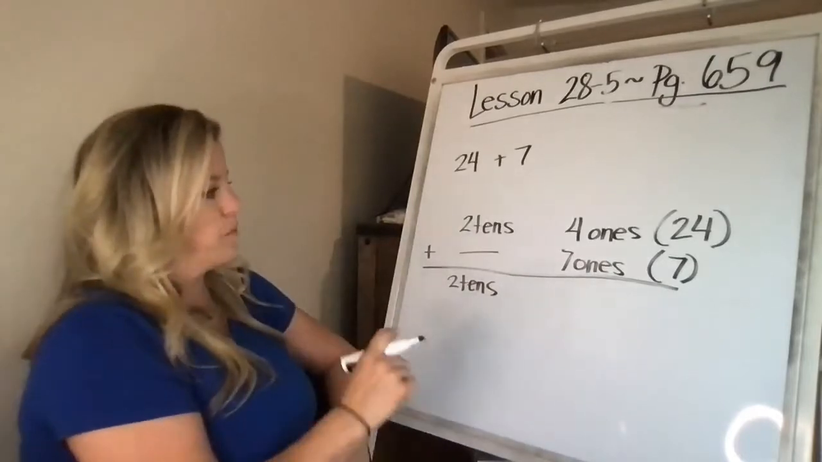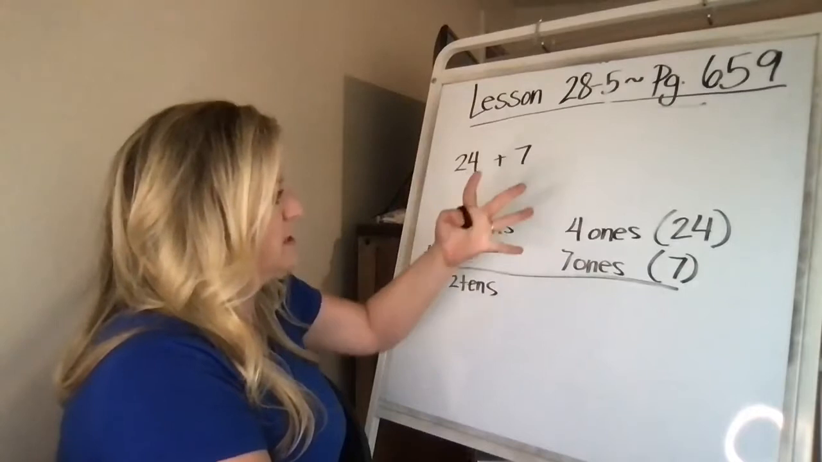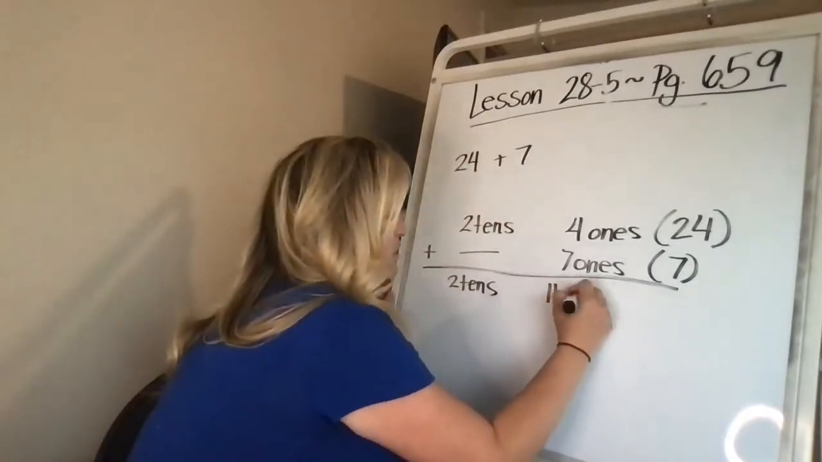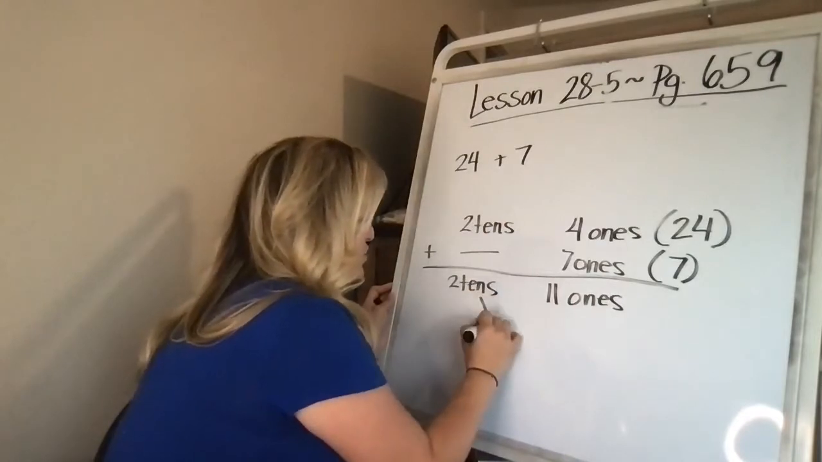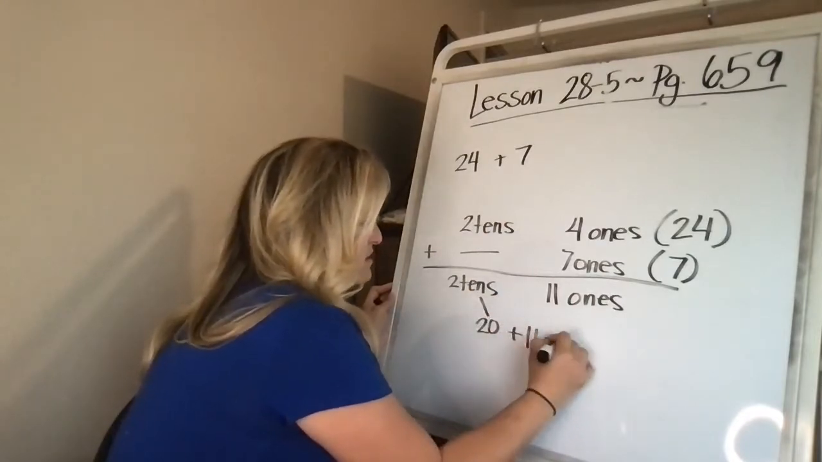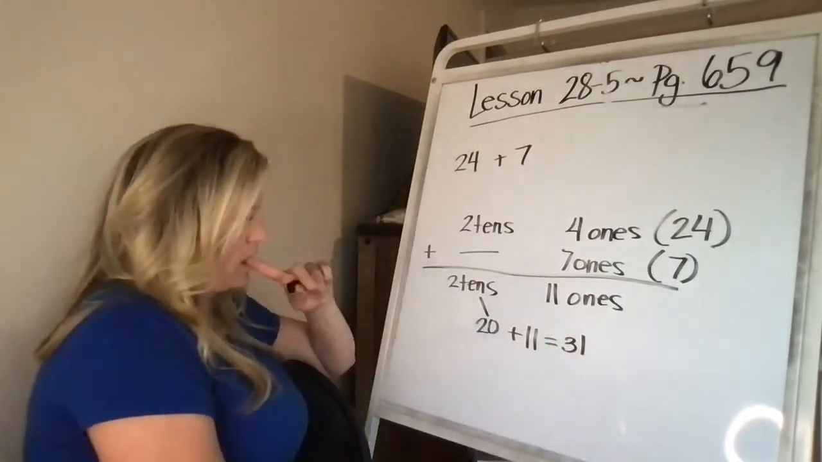7 plus 4. I'm going to start with the biggest number. 7, 8, 9, 10, 11. 11 ones. So I have 2 tens, which is really 20 plus 11 is 31.